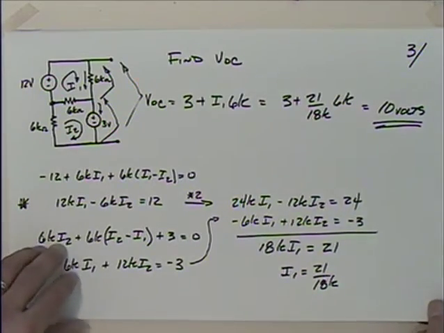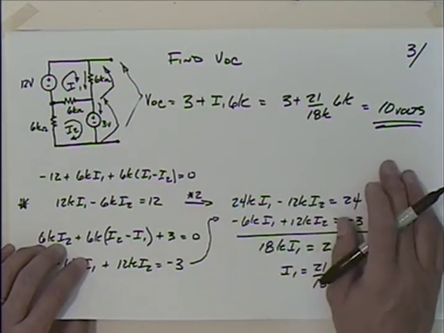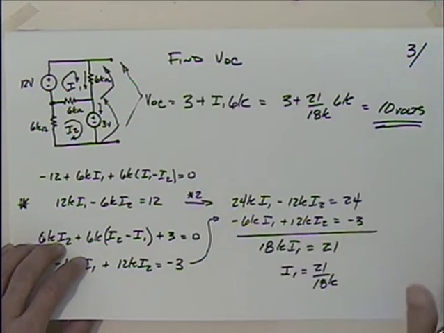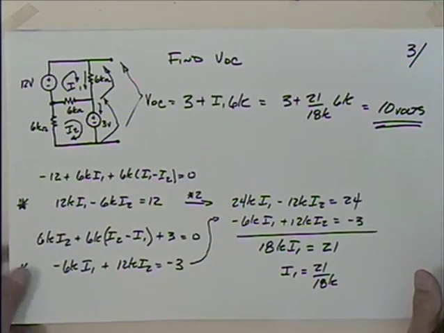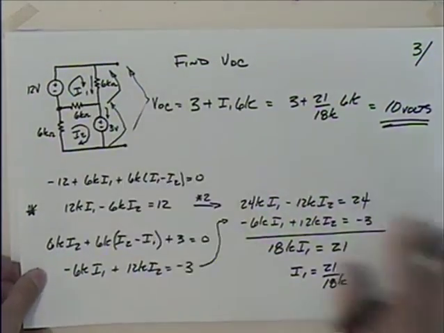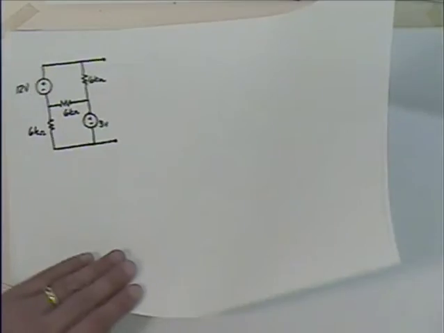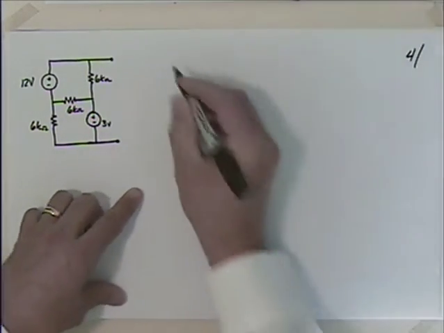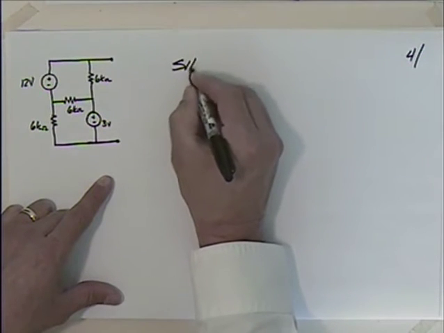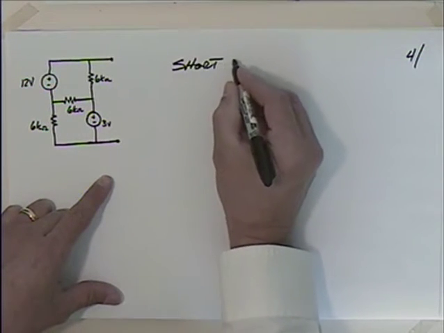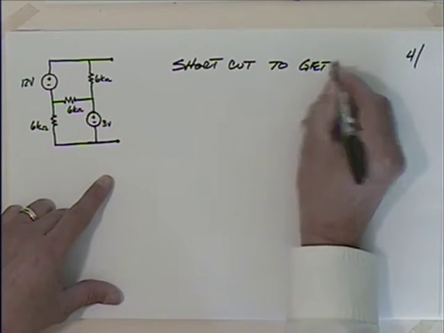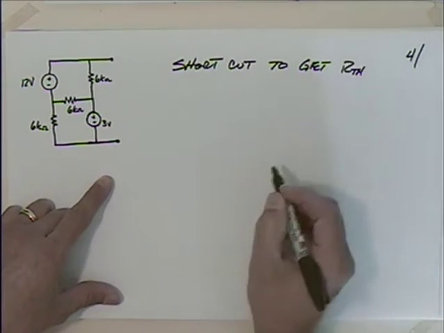So now we could go ahead if we wanted to and find I short circuit. You would short this out, find I short circuit, find the ratio of those, and then come up with R Thevenin. But since there are no dependent sources, we can use the shortcut to get R Thevenin.